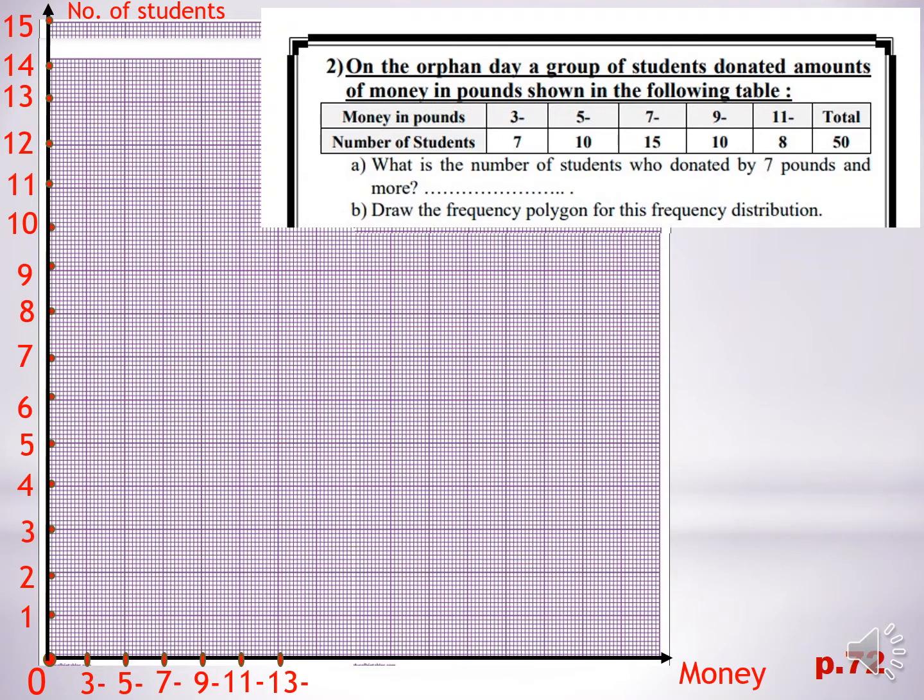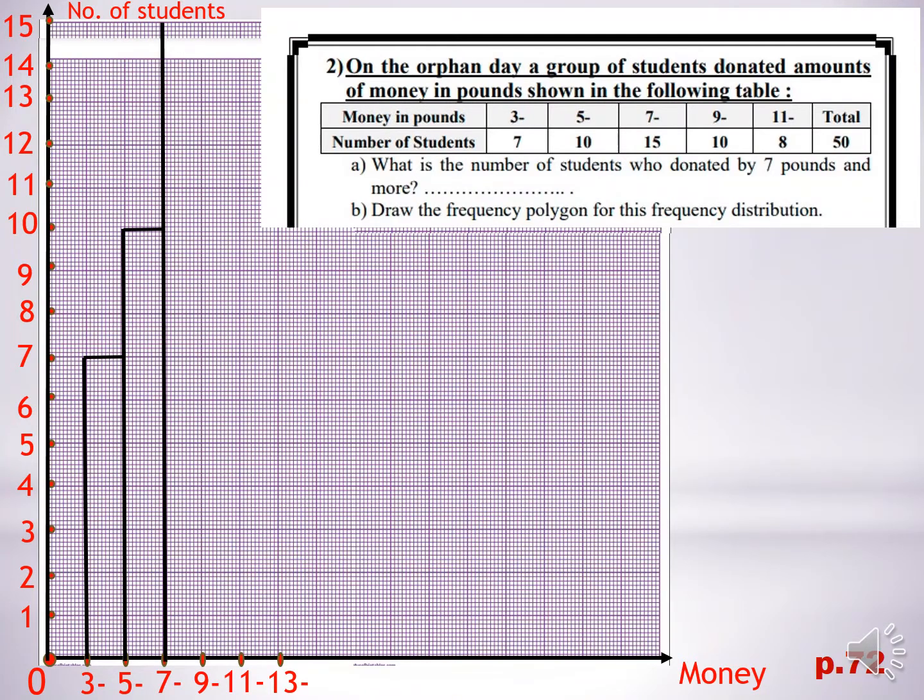I have here from 3 to 5, the number of students is 7. So I will go up from 3 on the x-axis, the money here, till I reach 7. So from 3 to 5, I have 7 students. And then from 5 to 7, I have 10 students. So from 5, I will go up to 10, and I will draw my bar.